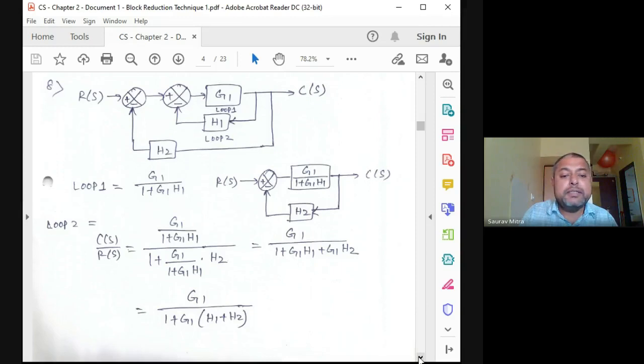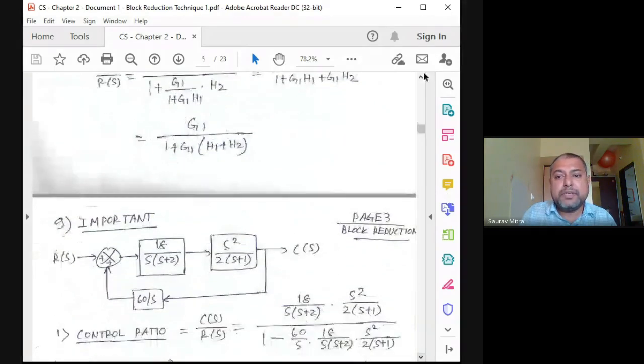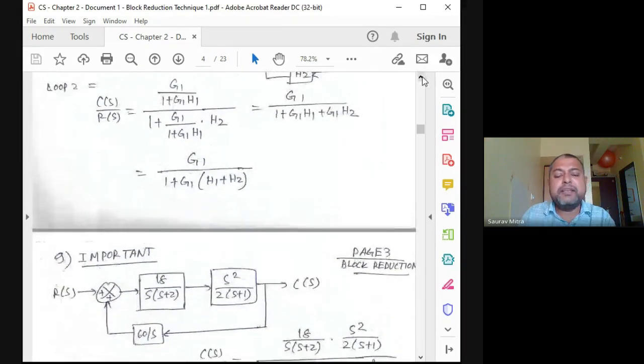I will go for the next numerical. So try to understand this. This is also another numerical. I have slowly developed the level. That's why this kind of thing you will not generally find in books.